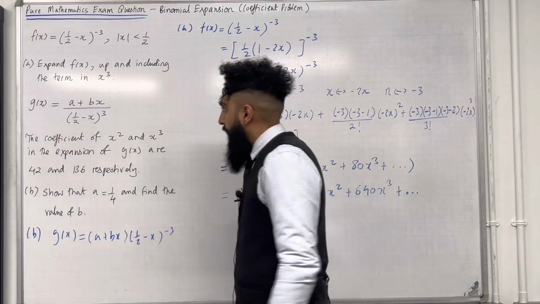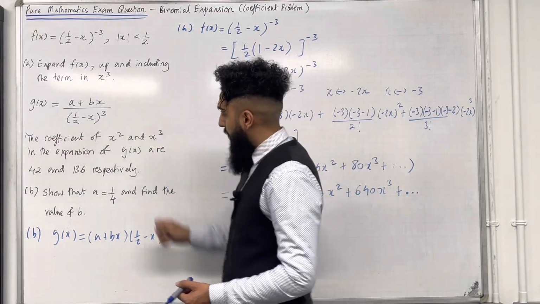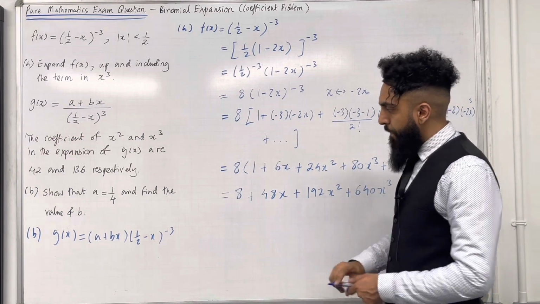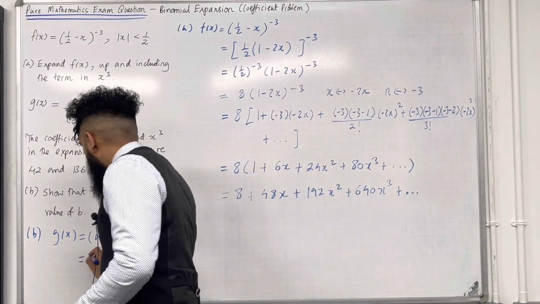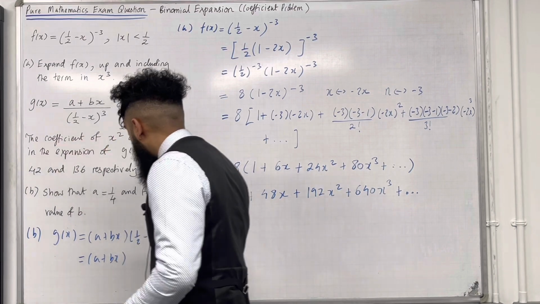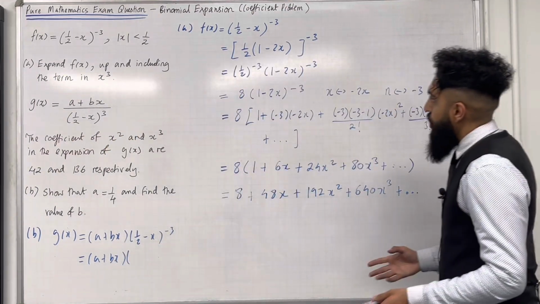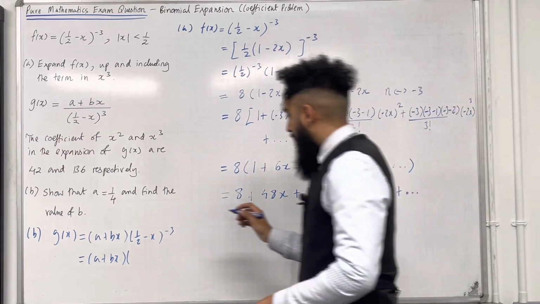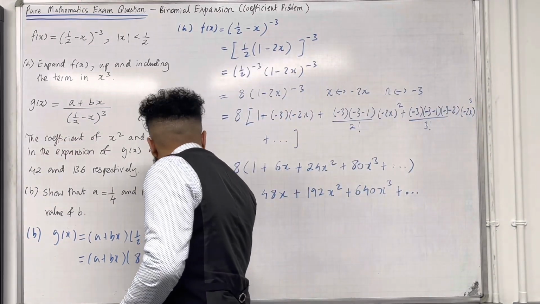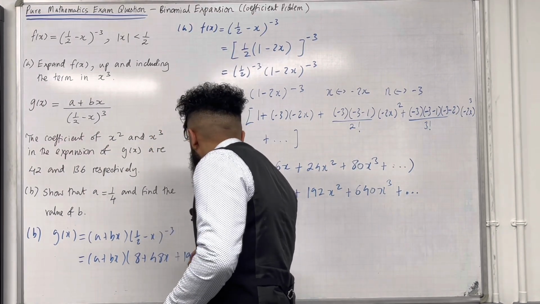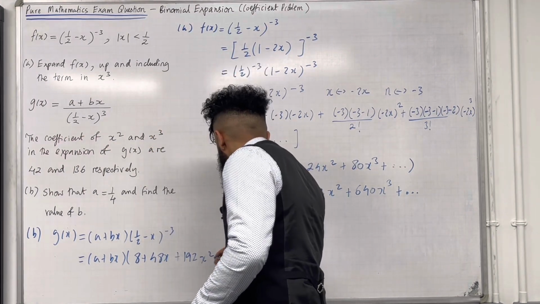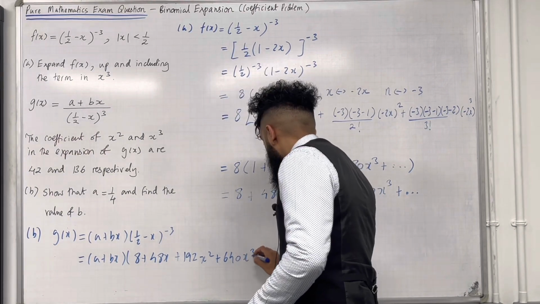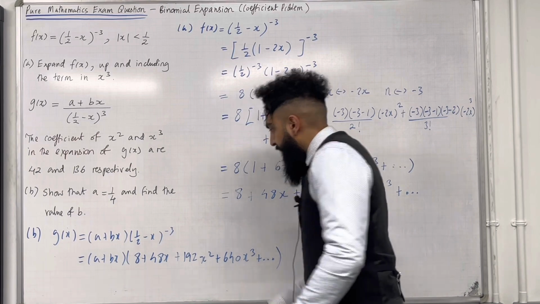(1/2 minus x) to the power minus 3. If I bring up this bracket, the power becomes negative. Right, I'm going to be using my answer to part A. This in turn is (a plus bx) multiplied by the expansion of (1/2 minus x) to the power minus 3, which is this one over here. So I've got 8 plus 48x plus 192x squared plus 640x cubed plus dot dot dot.